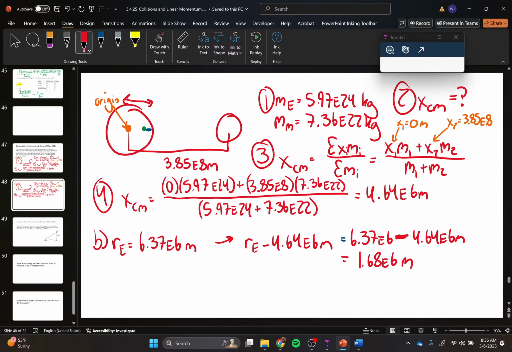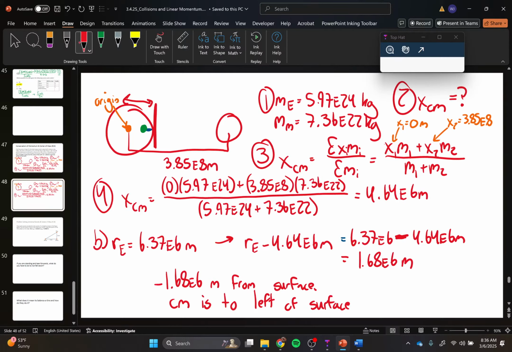If you're wondering why the answer is negative, the question asks how far away you are from the surface. Am I to the left of the surface or to the right of the surface? If you look at your picture, here's the surface. The green dot is where I'm located. I am to the left of the surface. So it is 0.68 E6 from the surface. Why? The center of mass is to the left of the surface.